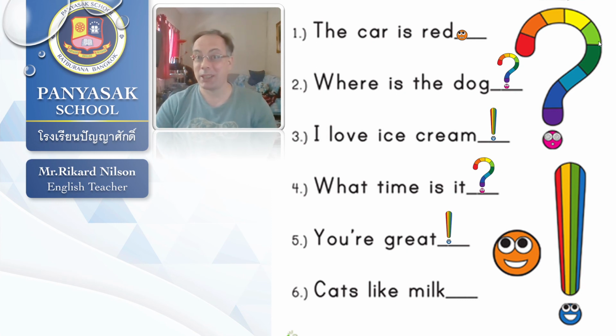Give a big smile. And what does sentence number six say? Cats like milk. What should we have at the end? A period. Full stop. Cats like milk. Full stop. Please practice punctuation. It will be on the final exam next week.